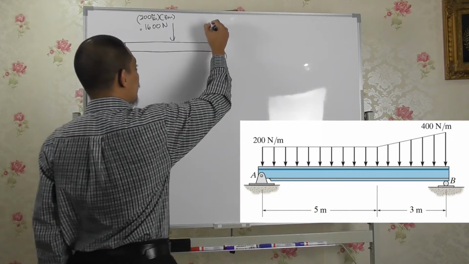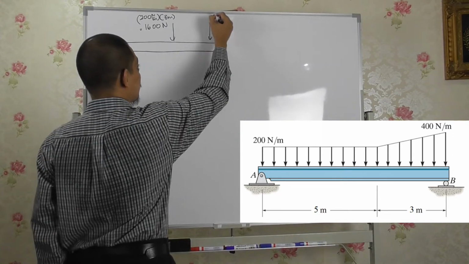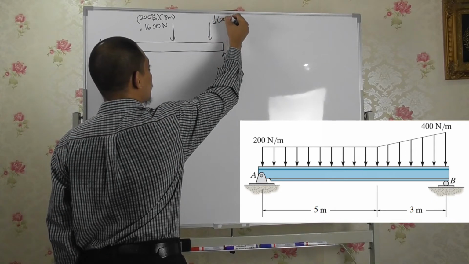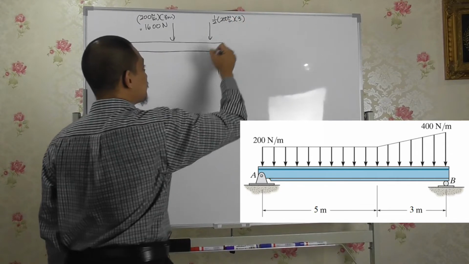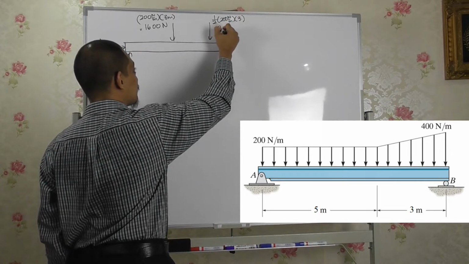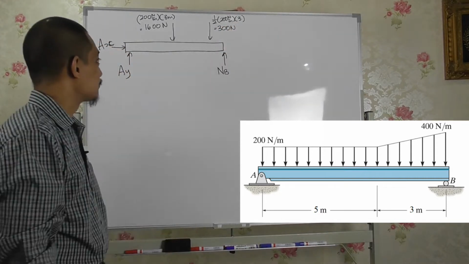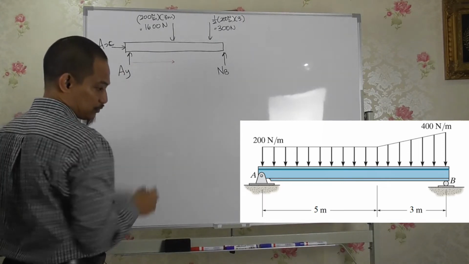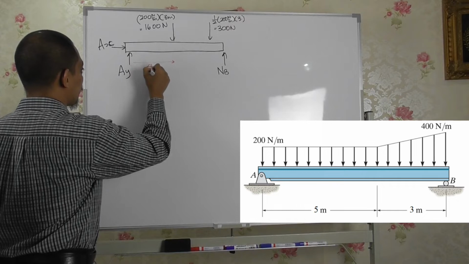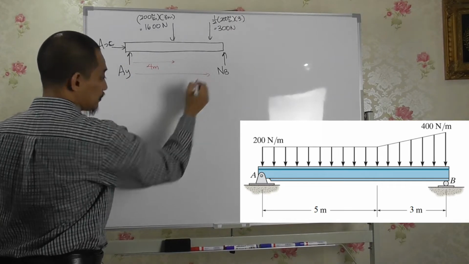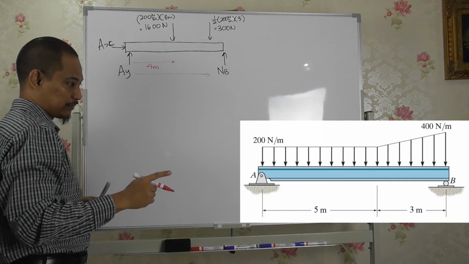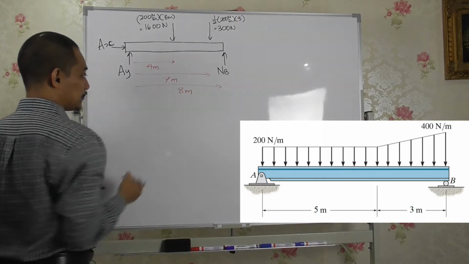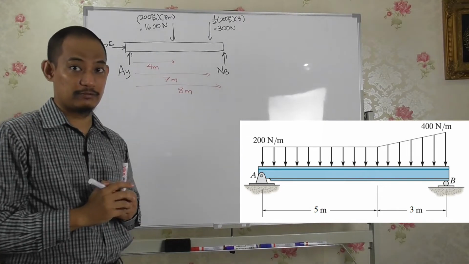Is it in the frame? Yes. Okay, so you have another one here, which is from the triangle. So half times 200 Newton per meter times 3. So it becomes 300 Newton, right? Okay, and then you have the distance. So this one is halfway, so the whole thing is 8 meters, so this is 4 meters. And then 5 plus 2, which is 7 meters, and then the whole thing is 8 meters, right? So that is the free body diagram.